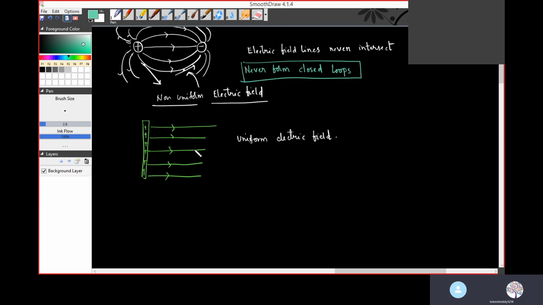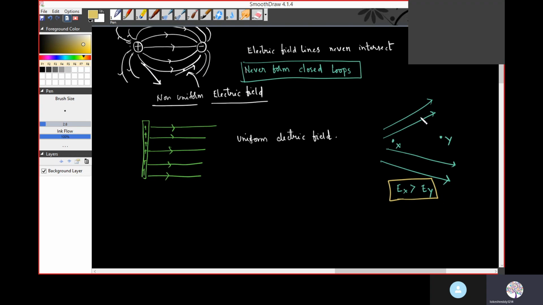So this is a uniform electric field. Now, if you say like this, you have X and Y, then electric field at X is greater than electric field at Y, because the closer the electric field lines, the greater the electric field. This is a non-uniform electric field.